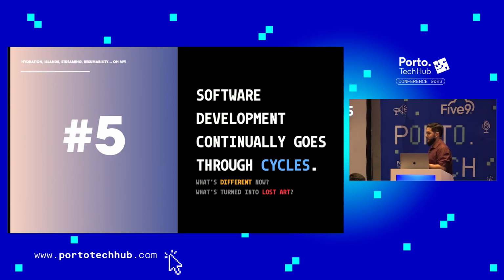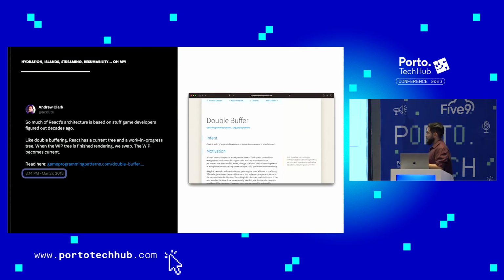Also, you probably noticed that software development is always going through cycles. And it's important that we remember that we're not the first ones trying a lot of the cool stuff you see these days. So it's important that we think, okay, what's different now? Why didn't this become a thing back in the day? Or what was really good and just turned out to be too much? And I've got two examples of this.